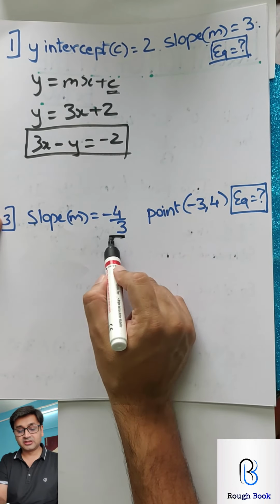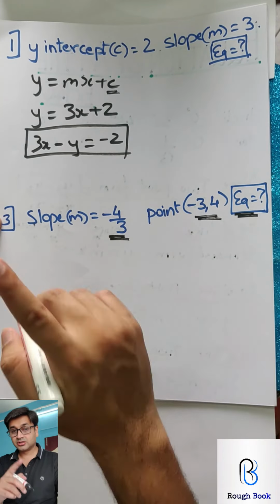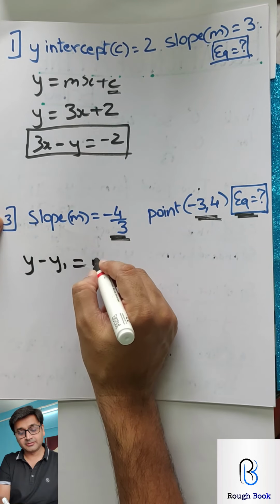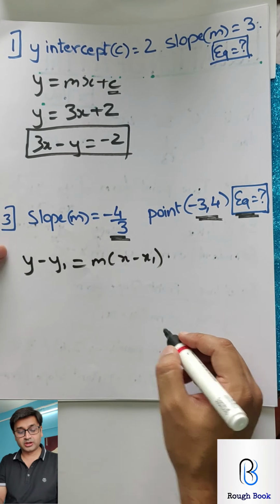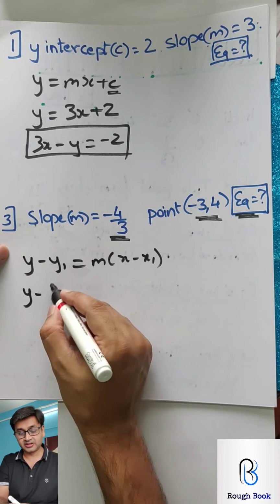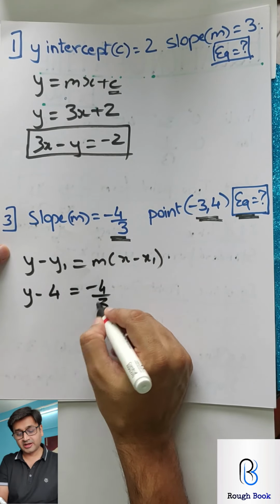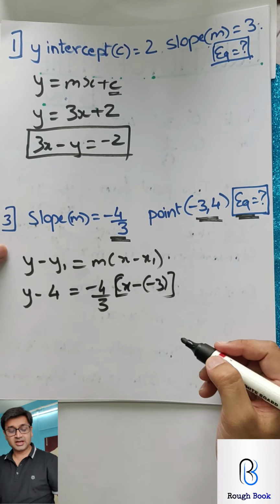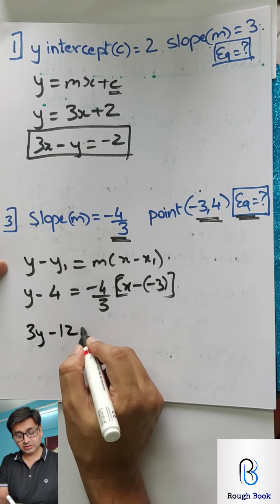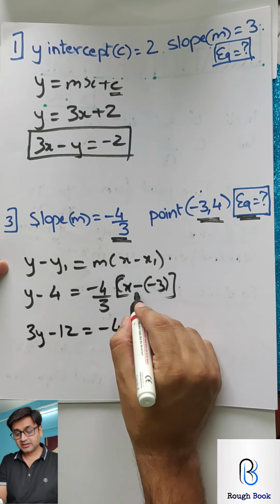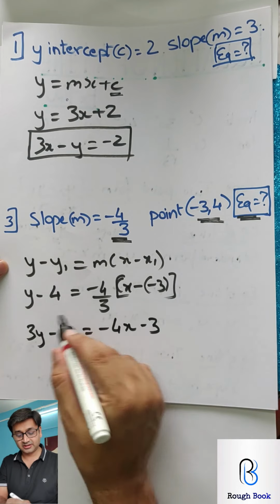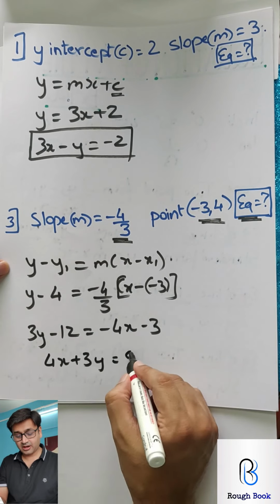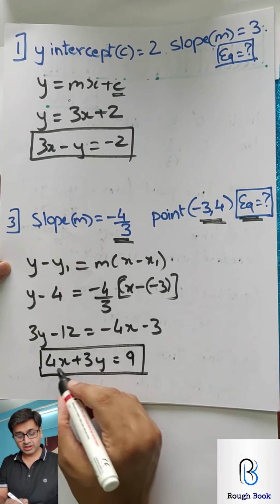The next one, you've been given the slope and the point. Find the equation. So now what are you going to use? Point-slope form. What is point-slope form? y - y1 = m(x - x1). So y - y1 is 4, slope is -4/3 and x - x1 is +3. Come on, hit it, get me this answer. So 3y - 12 = -4x, this is going to be plus 3, so again becomes minus 3. So 4x I am getting this side plus 3y and 12 going on that side becomes positive, therefore 9. So that's your equation ready for you.